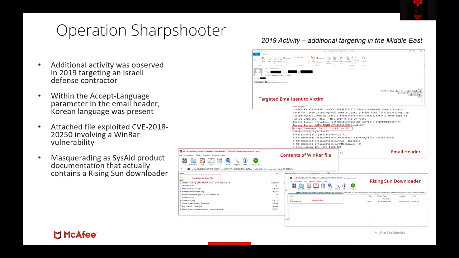And last but not least, on the Operation Sharpshooter section here, some additional activity appeared in 2019 post the release of the command and control server in a public report. There was additional targeting of Middle Eastern victims using the ACE WinRAR vulnerability. Specifically, again, they are spoofing legitimate SysAid product documentation that actually contained the Rising Sun downloader. Infection mechanism was pretty much the same as before.